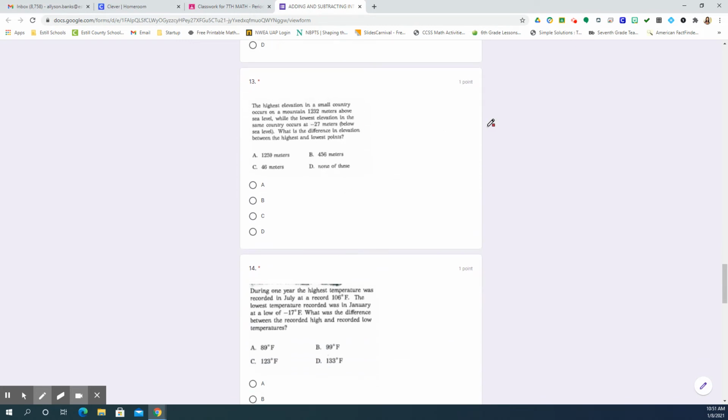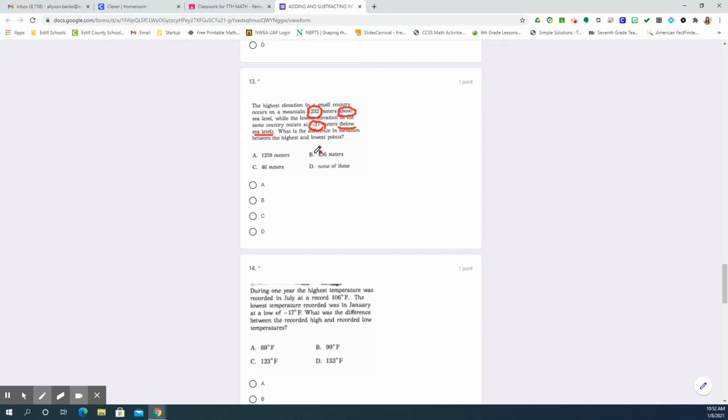Number 13, the highest elevation in a small country occurs on a mountain 1,232 meters above sea level. So if it's above sea level, then it means it's way up here. If you're drawing a number line, it's going to be at the top. The lowest elevation in the same country is -27 meters. So this one is a positive 1,232 meters. This one has a -27 meters below sea level. What is the difference in elevation?